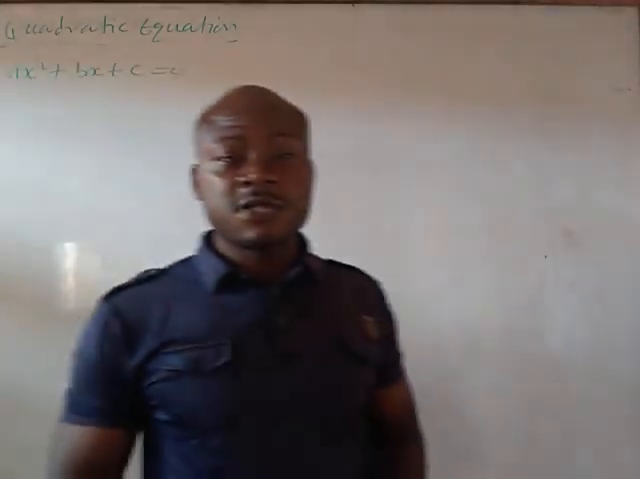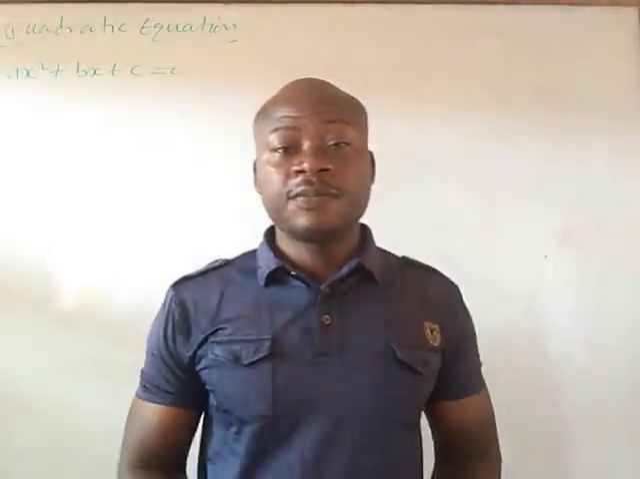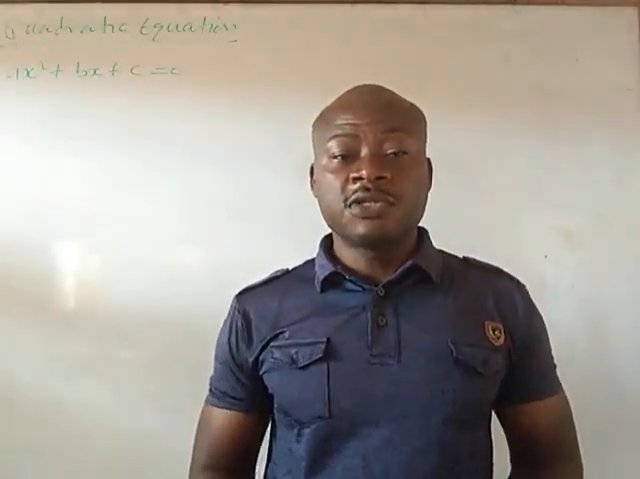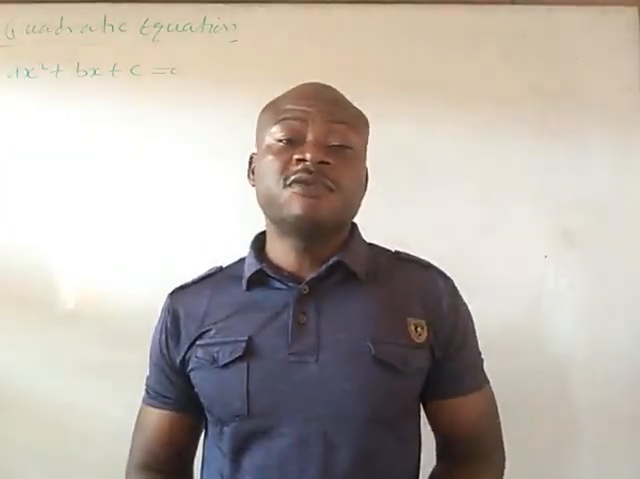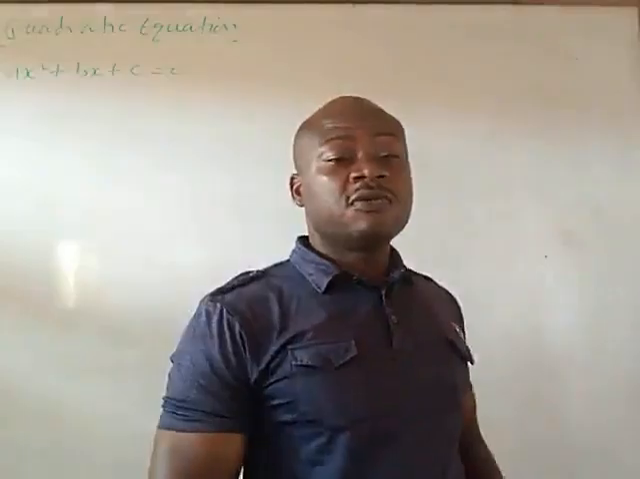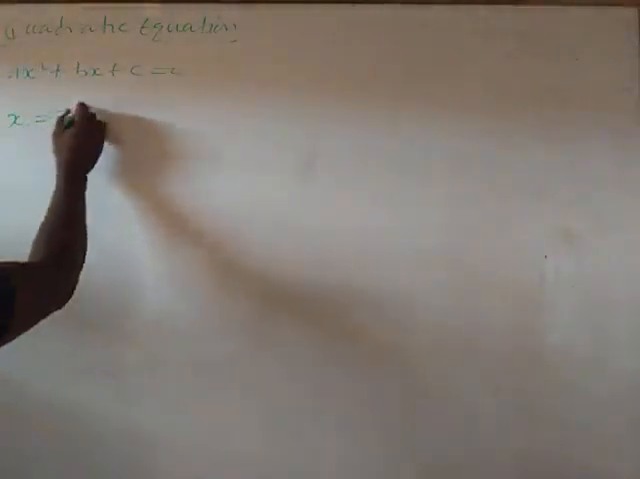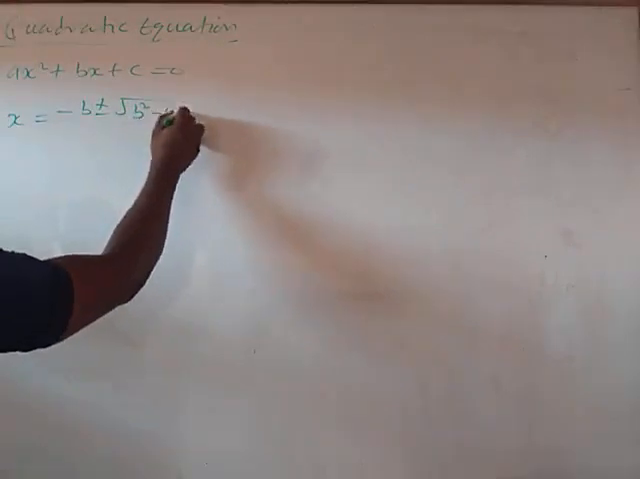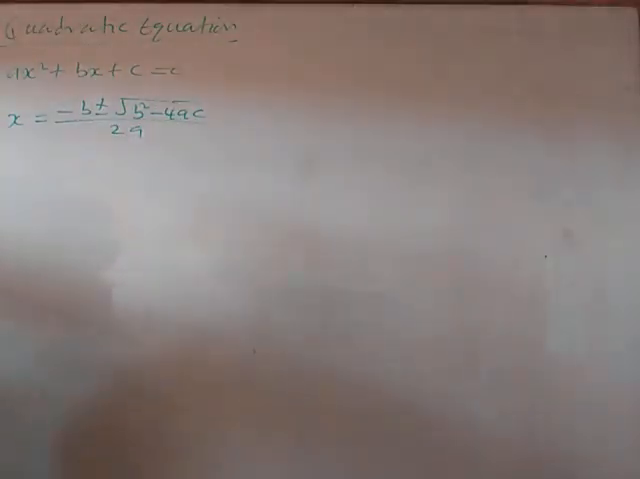Now, let us consider the general form of quadratic equation ax squared plus bx plus c is equal to 0. If we solve this quadratic equation using the completing the square method, then we derive the formula x is equal to minus b plus or minus the square root of b squared minus 4ac, over 2a.